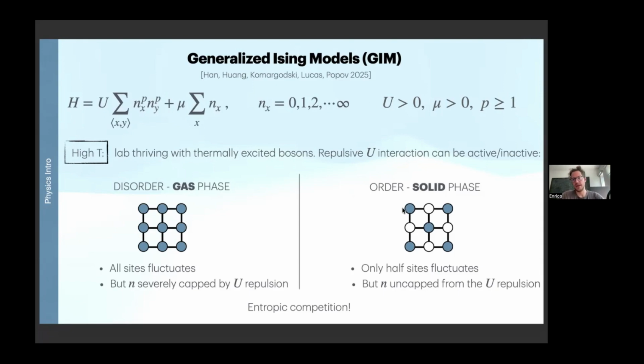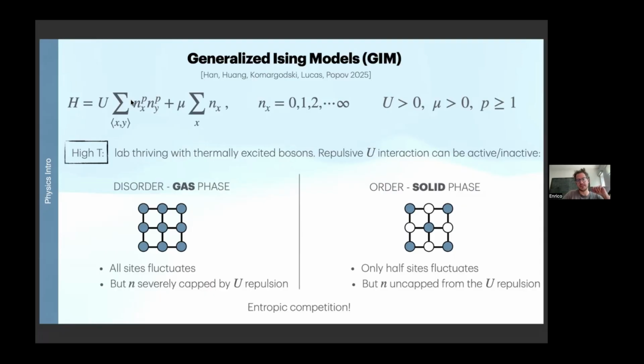And so, in order to avoid this capping mechanism, you could think about an alternative. So I could accommodate my bosons only in a checkerboard pattern, meaning in half of the lattice, and so I will have this kind of checkerboard pattern. And in this way, you see that every blue site shares an edge only with white ones, meaning that this U repulsion term is essentially killed, is not active.